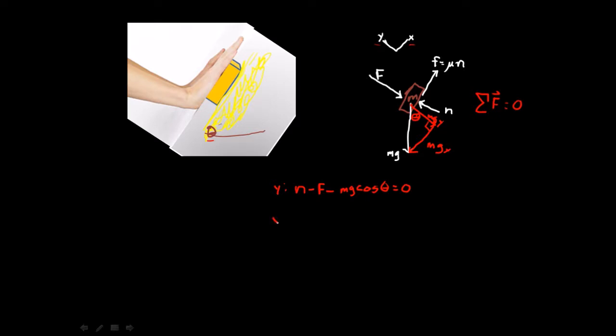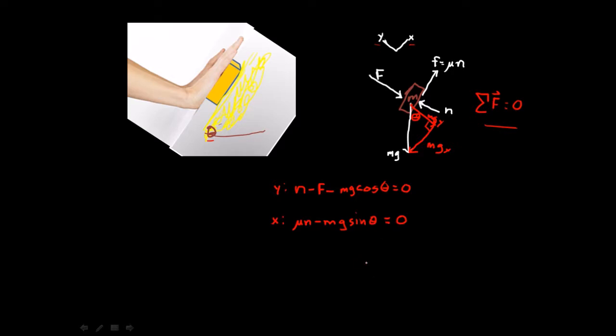In the x direction, how many forces do we have? Well, we have the frictional force in the positive x direction, and we have mg sub x in the negative x direction, and that's it. So we can write the frictional force, let me just write that as mu times the normal force, minus mg sub x, let me write that as mg times the sine of theta, is equal to, well, it's in equilibrium, so I can write that that's equal to 0. And there are our 2 equations.